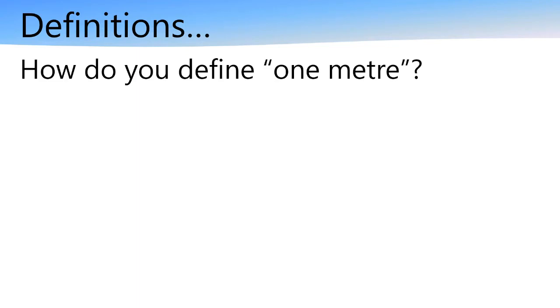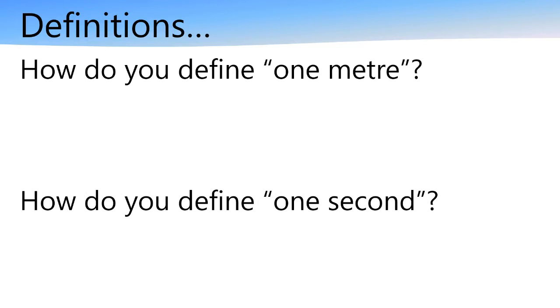Class, have you ever wondered about certain definitions? Like how you define 1 meter and how do you define 1 second? How did everyone decide that this certain length is 1 meter, or that this short amount of time is considered 1 second? Have you ever wondered how we came to define such units? Think about it.